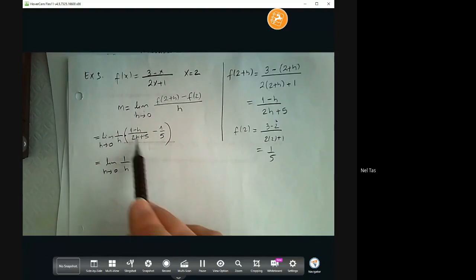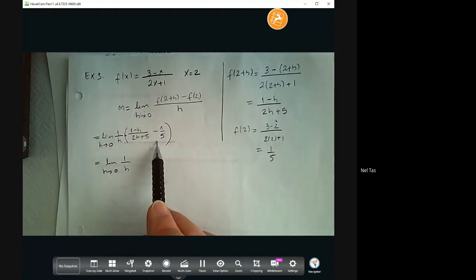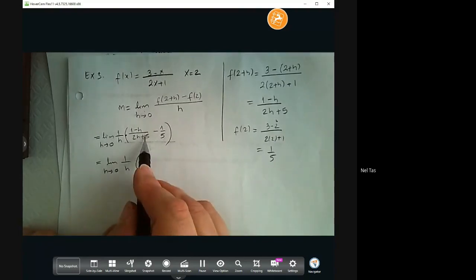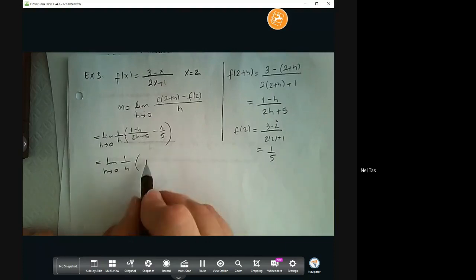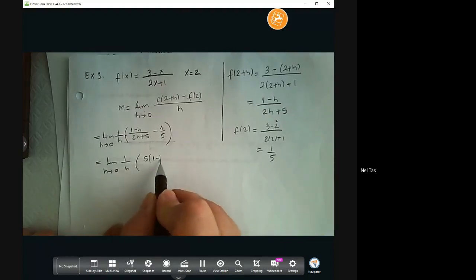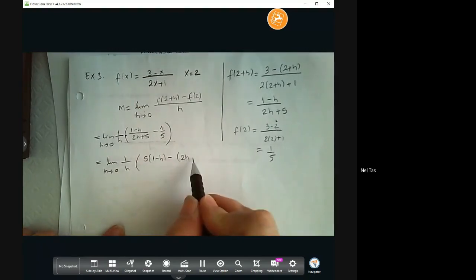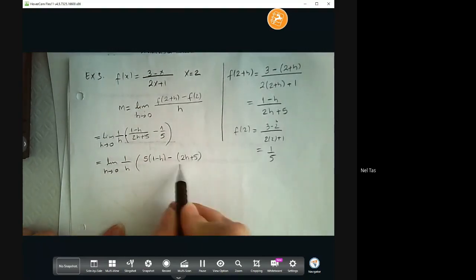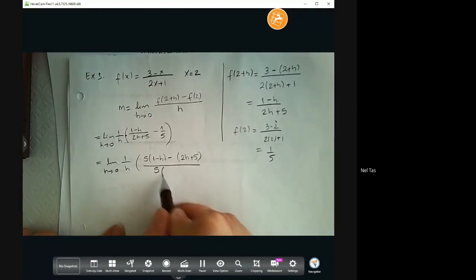Now we have to simplify this part. Okay, so we can have a common denominator here. Multiply first fraction by 5, second one by 2h plus 5. So we get 5 times 1 minus h, minus 1 times 2h plus 5. Do not forget the brackets. And the denominator is 5 times 2h plus 5.